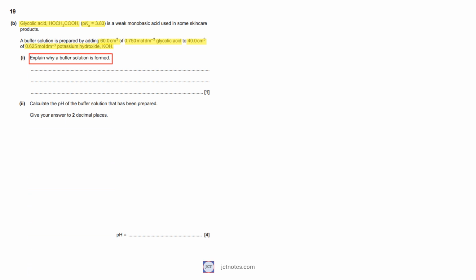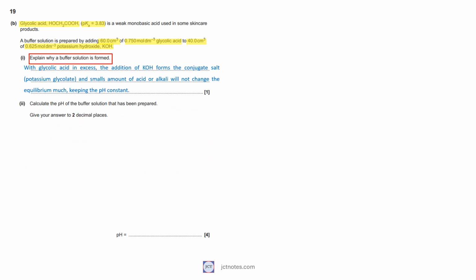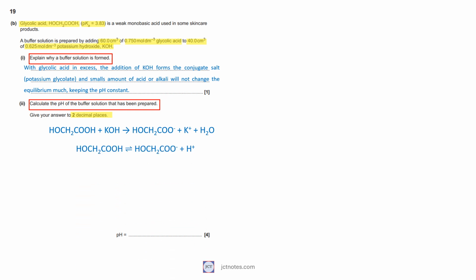A buffer solution is a solution in which the pH does not change significantly when small amounts of acids or alkalis are added. With glycolic acid in excess, the addition of potassium hydroxide forms the conjugate salt, potassium glycolate, and a small amount of acid or alkali will not change the equilibrium much, keeping the pH constant. In the second question, we are asked to calculate the pH of the buffer solution, giving the answer to 2 decimal places. With the glycolic acid in excess, all the potassium hydroxide will be consumed, leaving in the solution glycolic acid and glycolate, that form the equilibrium.